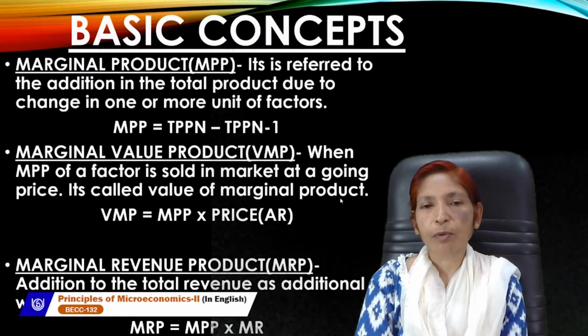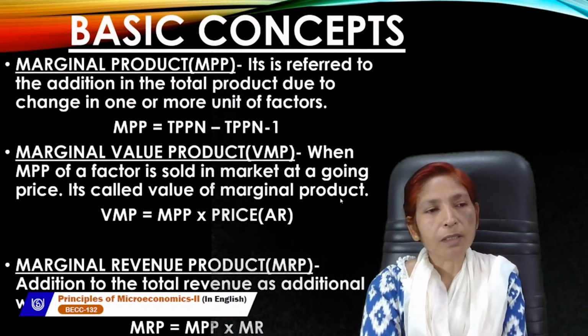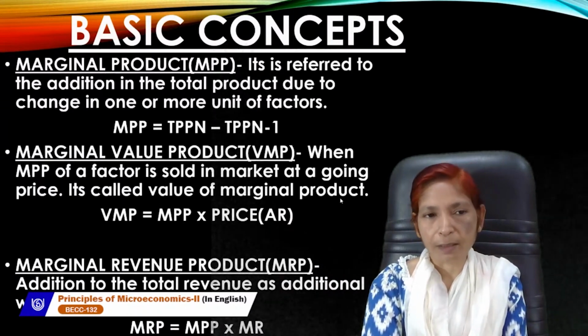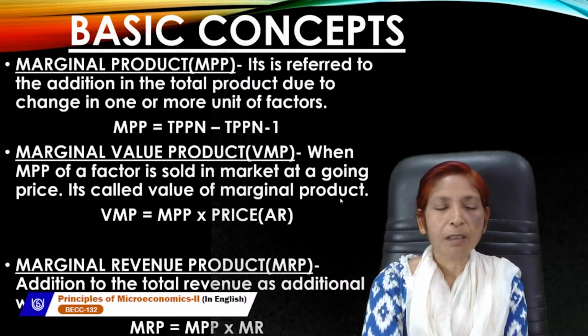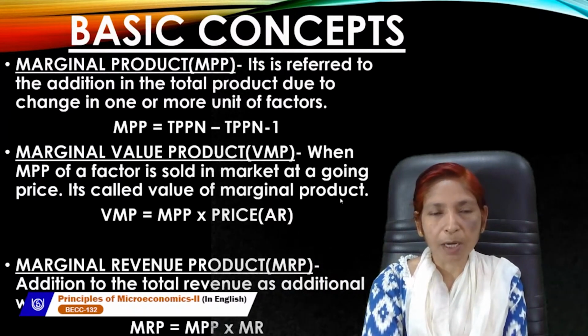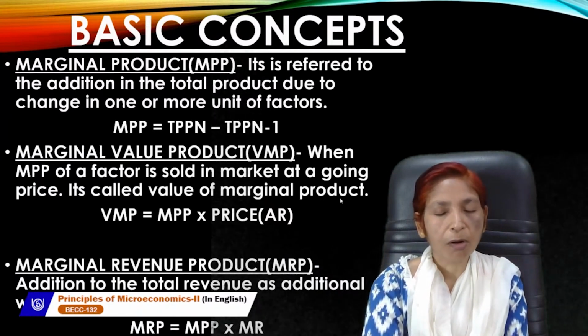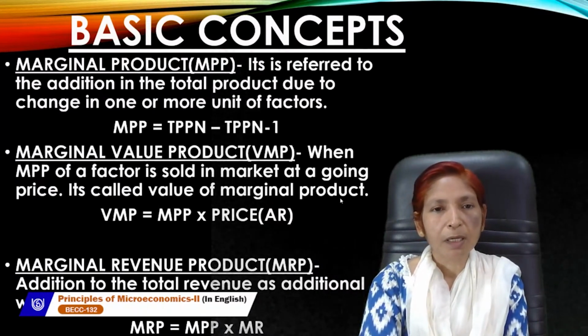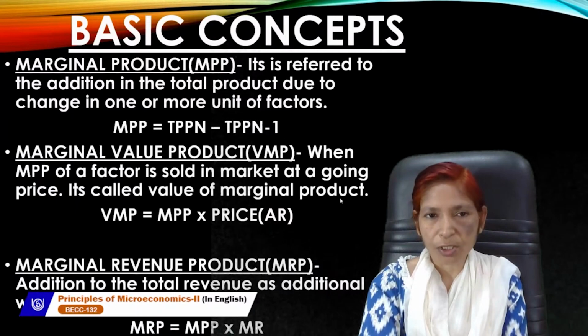Marginal product. What is this marginal product? Marginal product refers to the addition in the total product due to employing one more unit of a factor. As we have studied in the topic of marginal product, average product and total product in the law of variable proportions, marginal product is defined in the same way. It is an extra or additional change which occurs due to increasing one more additional unit of factors of production.